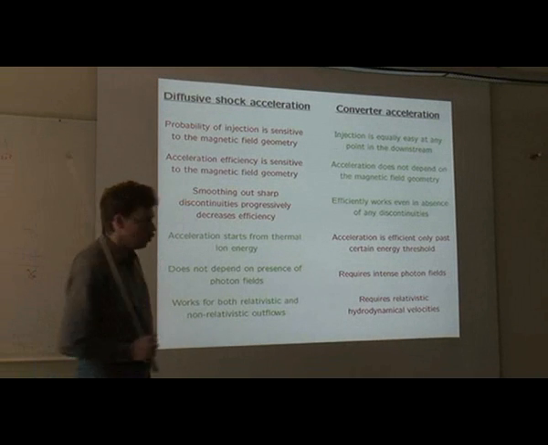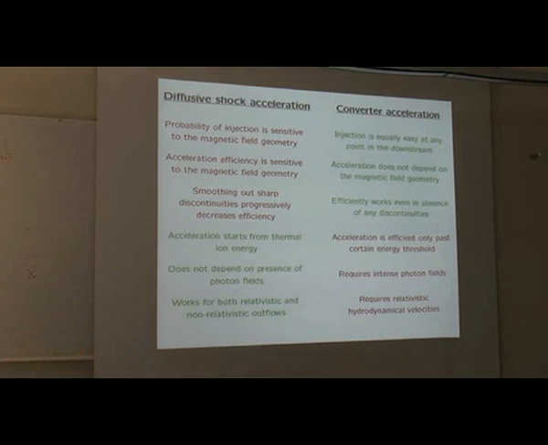And the converter acceleration usually requires highly relativistic flows. It's a drawback if you talk about acceleration in general, but if you talk about particular objects like gamma ray bursts and extragalactic nuclei, we know that there are highly relativistic outflows. It's not an additional requirement, we just know that relativistic velocities are there. So, in a sense, I would say that for the converter mechanism, for gamma ray bursts and for active galactic nuclei, it's not a draw. It clearly wins 2 to 3, more or less.